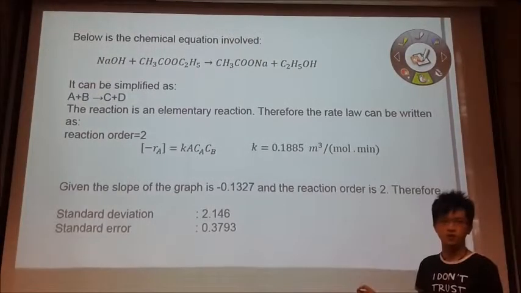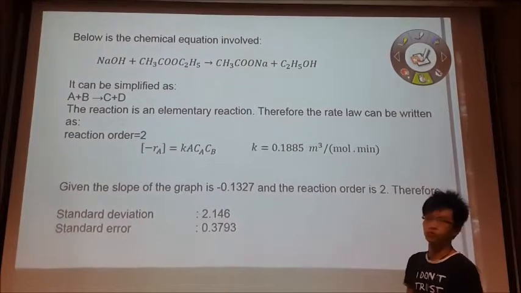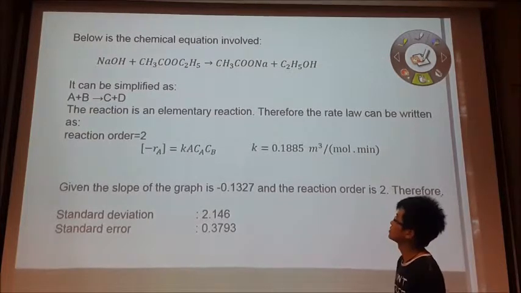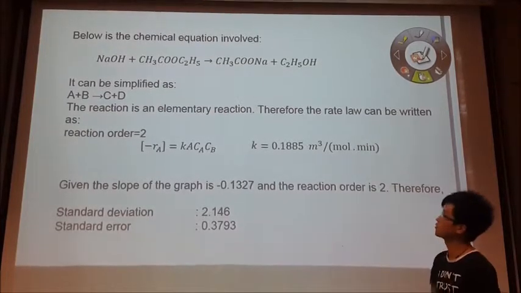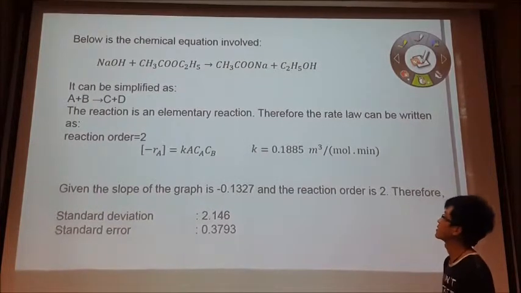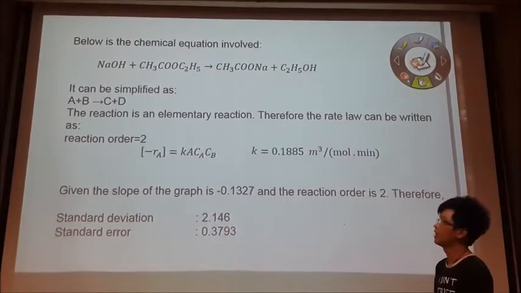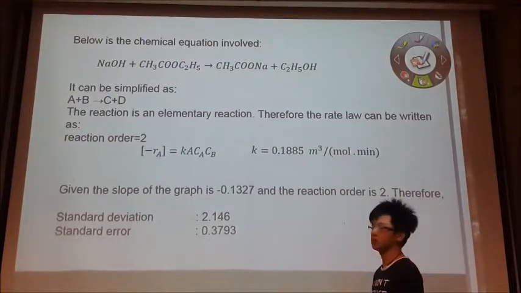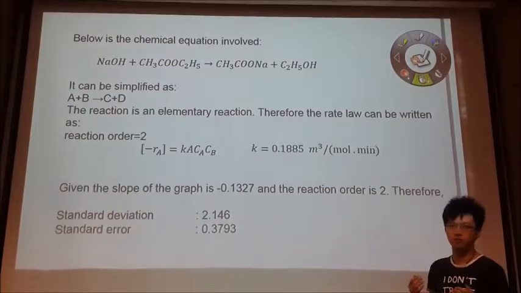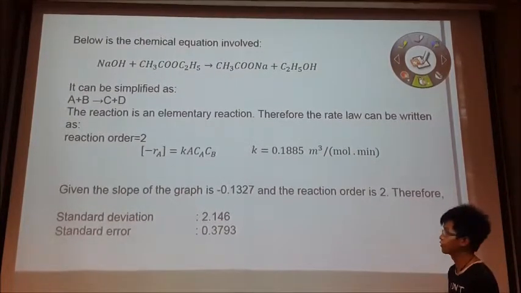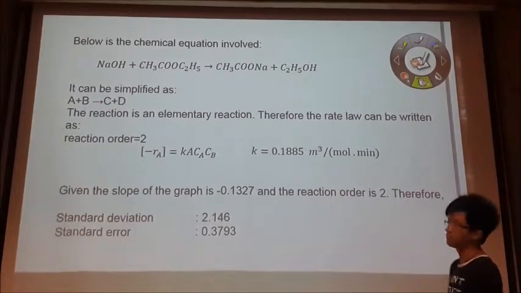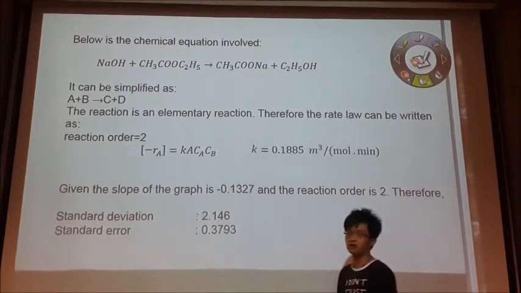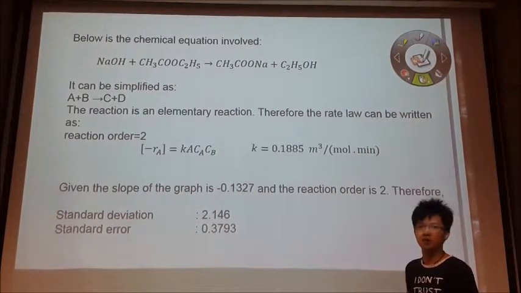This is the calculation part, and the equation is stated upstairs, which is NaOH + CH3COOC2H5 equals CH3COONa + C2H5OH. This equation can be simplified as A + B equals C + D. Because this is an elementary reaction, the rate law can be written as below: -Ra = Ka × Ca × Cb.